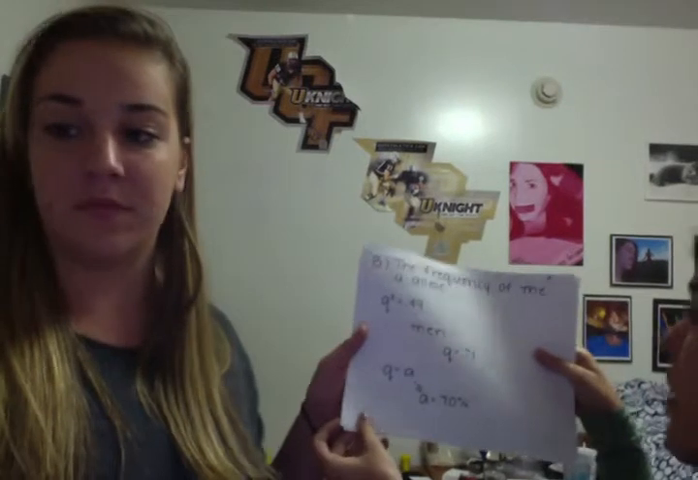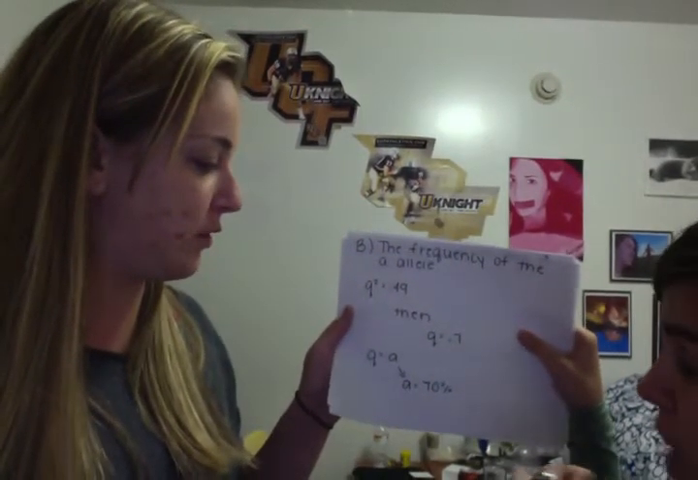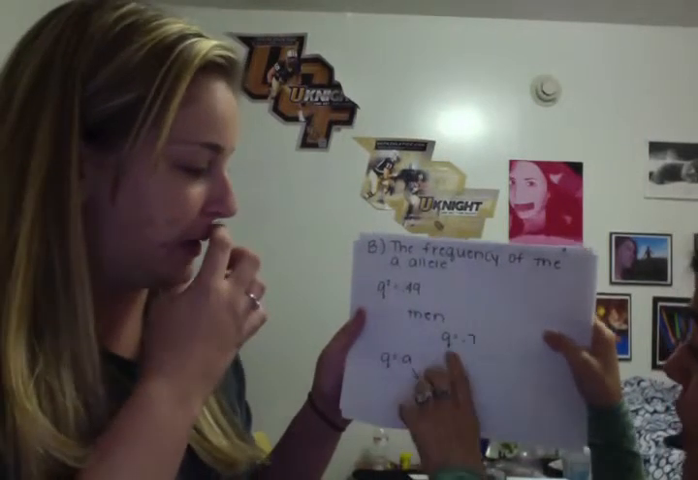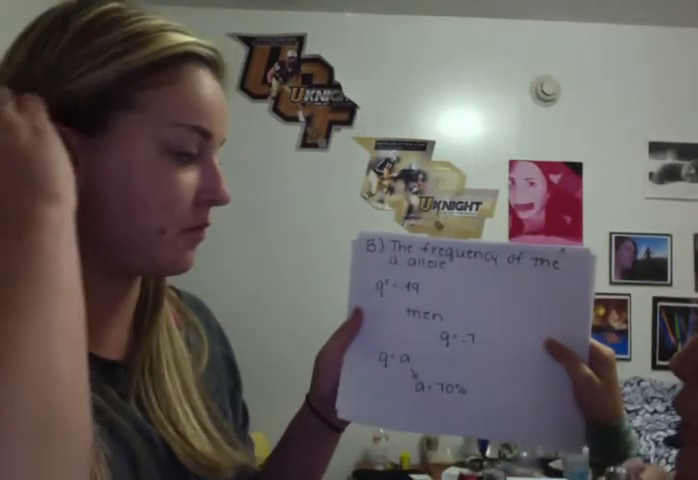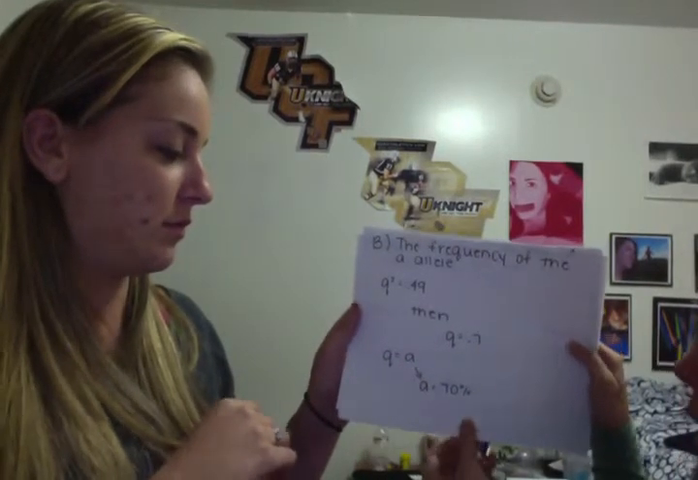Now, the frequency of the little a allele: Q squared equals 0.49 because it was given to us. Then you square root it and Q equals 0.7. Since we know that Q equals little a, then little a is going to be 70%.